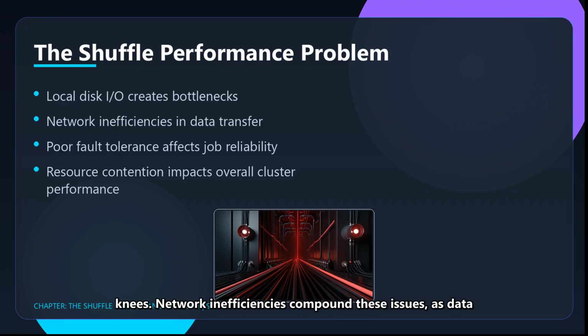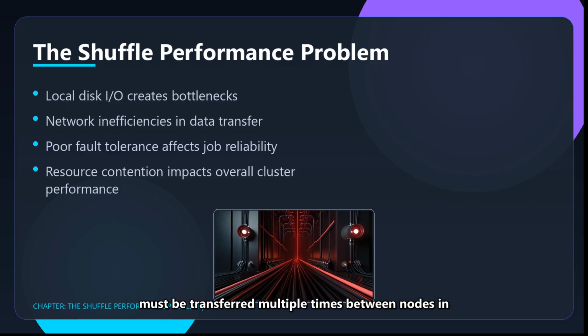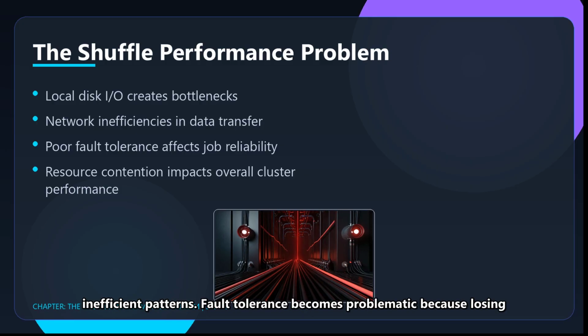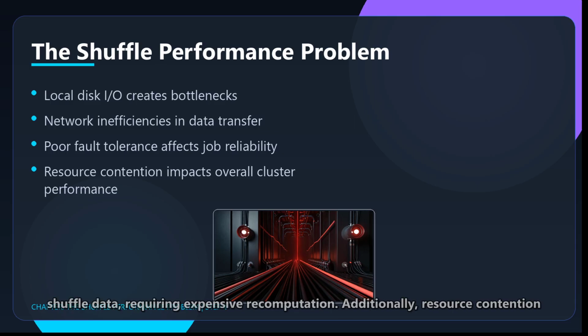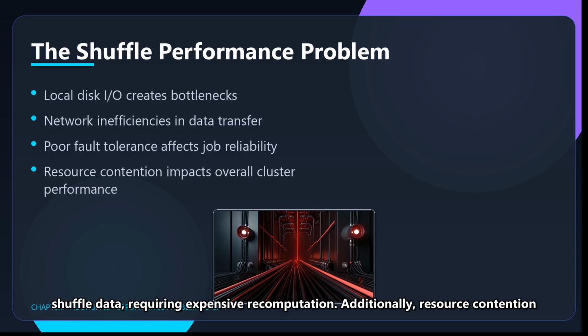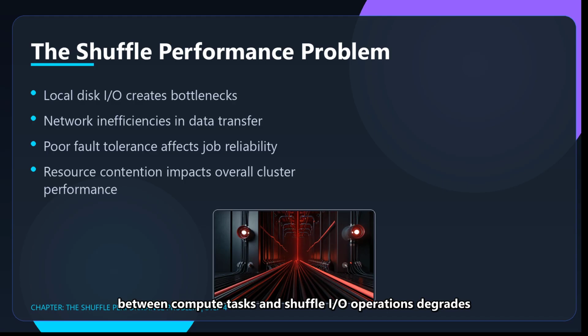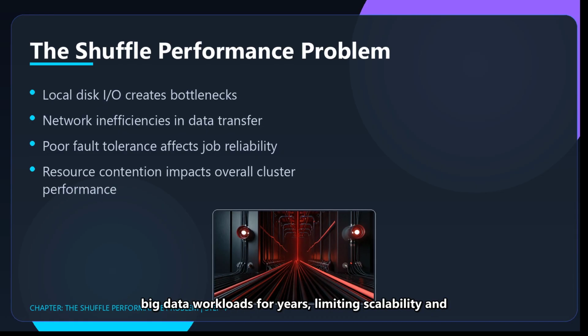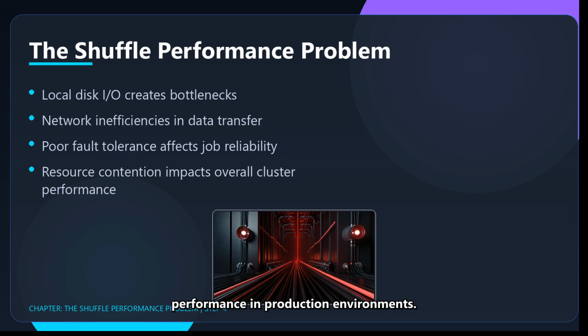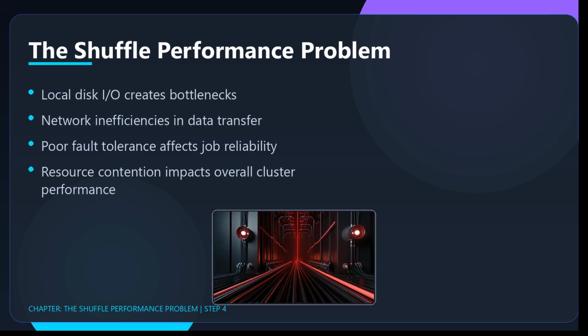Network inefficiencies compound these issues, as data must be transferred multiple times between nodes in inefficient patterns. Fault tolerance becomes problematic because losing a node means losing all its locally stored shuffle data, requiring expensive recomputation. Additionally, resource contention between compute tasks and shuffle I/O operations degrades overall cluster performance. These interconnected challenges have plagued big data workloads for years, limiting scalability and performance in production environments.